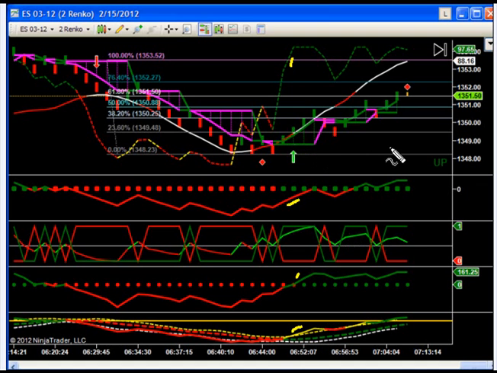So in any event, once again, the equity moved up to the 61.80 area, which was 1351.50 on the scale. I got out of the trade at 1351.50. I put a self-stop right up in here and got stopped out.